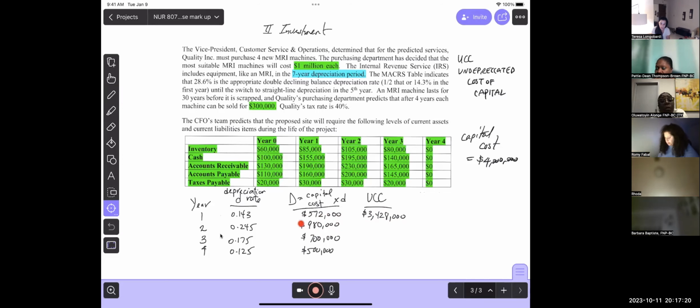Notice this is more. Why is this more in the second year than the first year? The depreciated value before is higher. It's 0.245. Right. It's higher because in the first year, I could only depreciate it half. It was 28.6%, but I could only depreciate half of it for the first year. So that's why it's smaller.